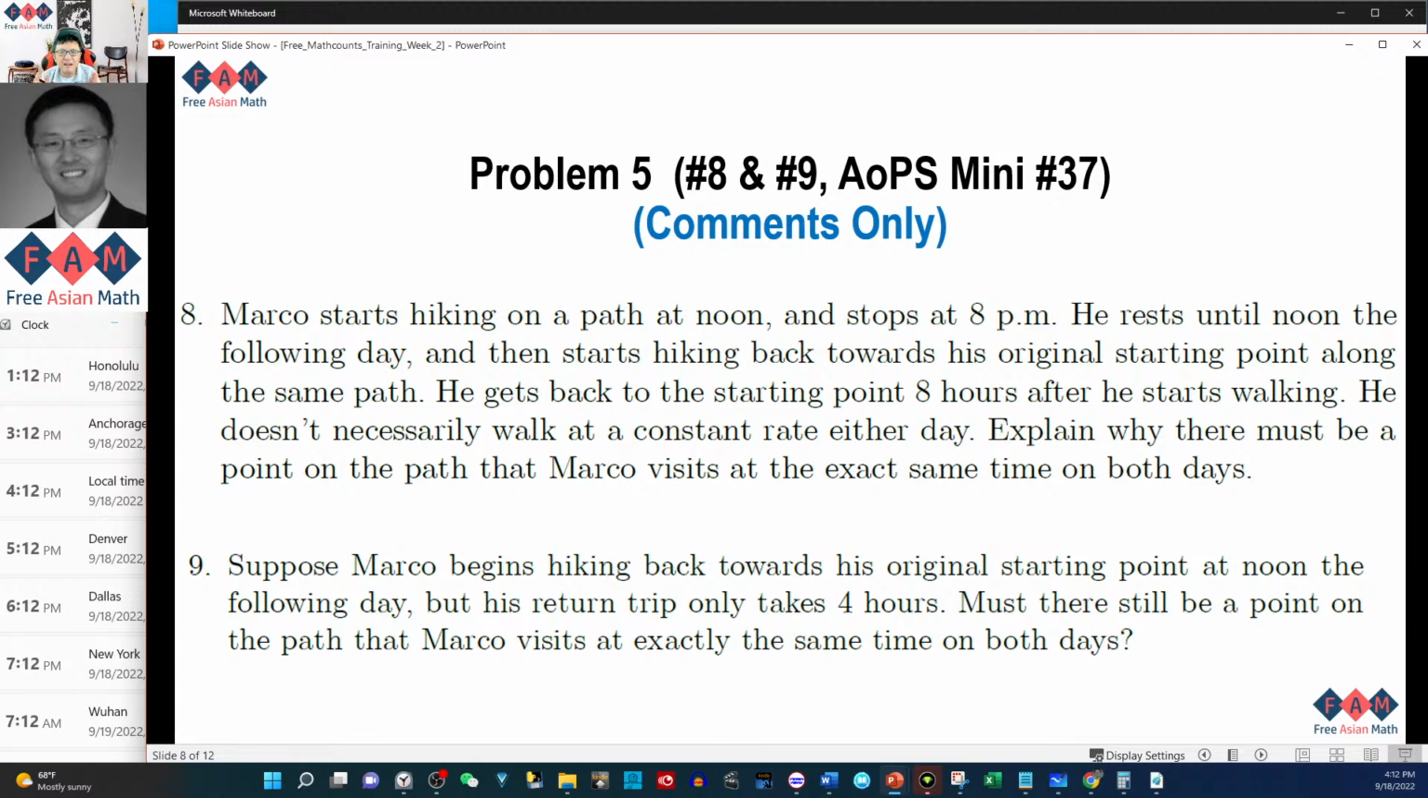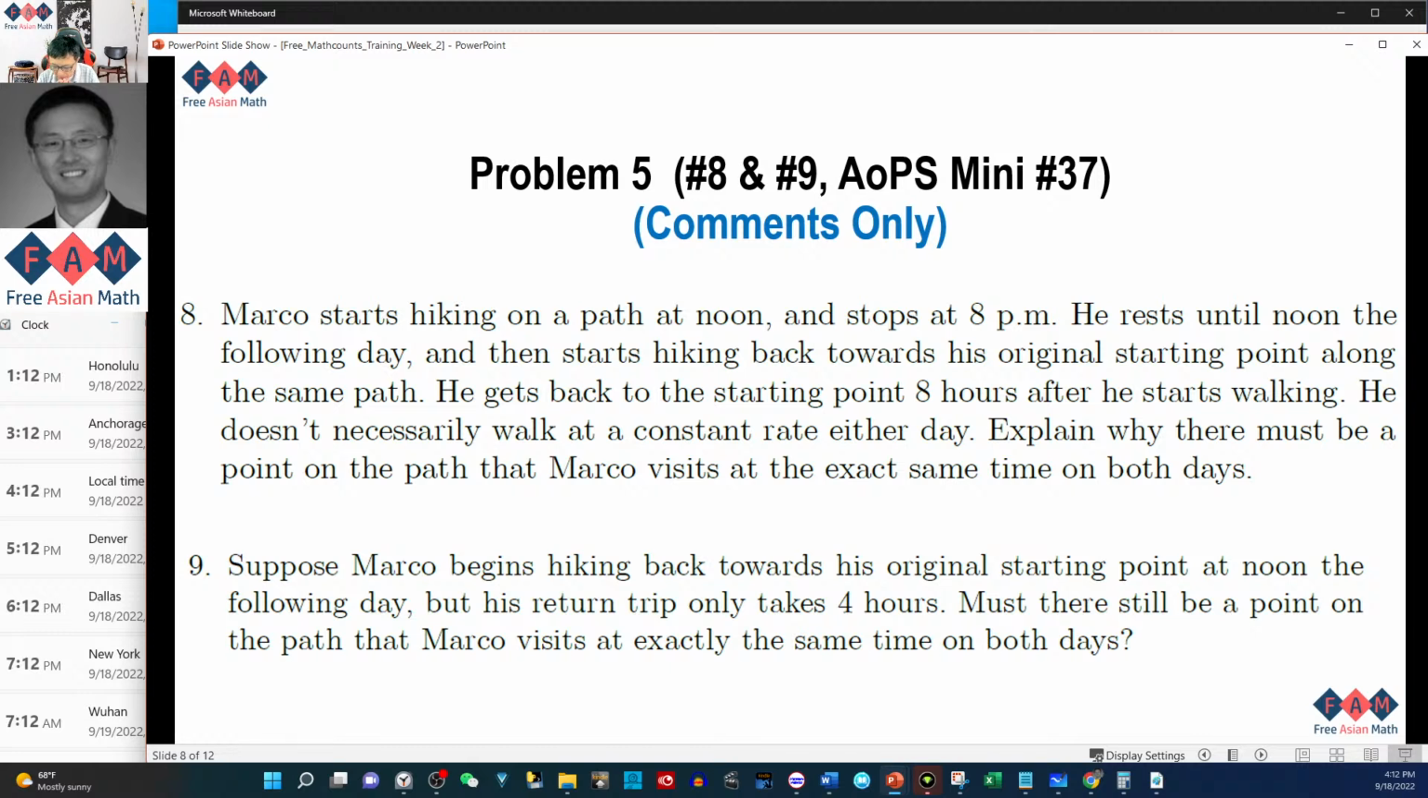This is not a typical word problem, right? It's a logical problem, but you should have a very good intuitive understanding of the nature of the problem.